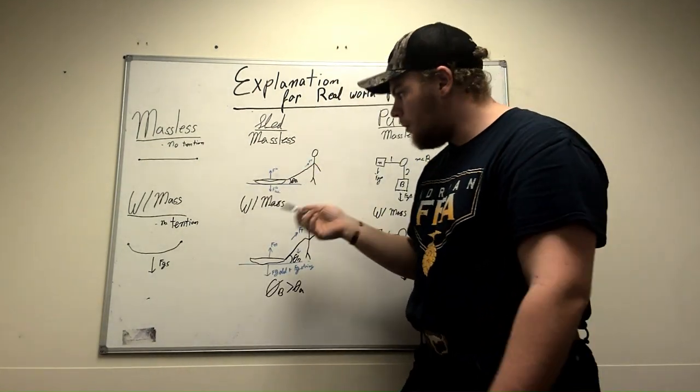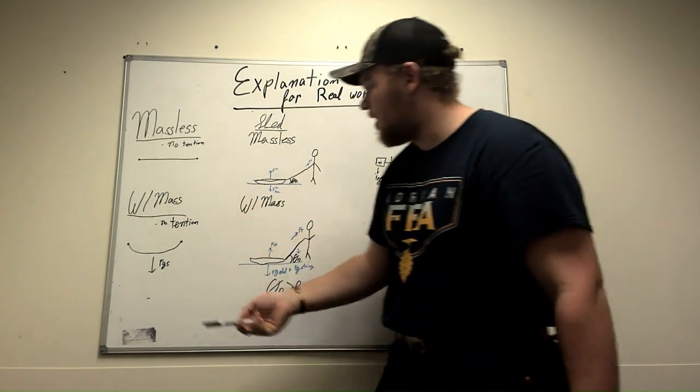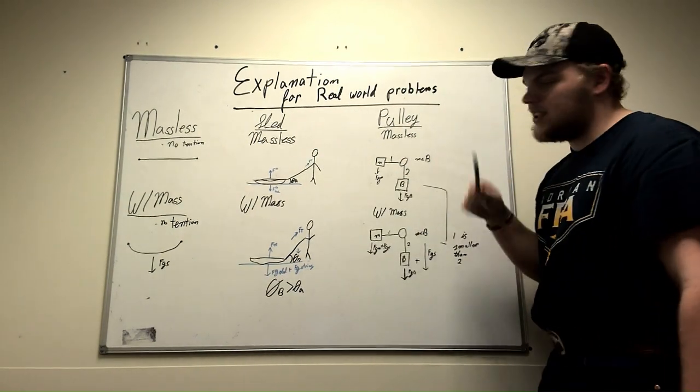With mass and with no tension, we have the force of gravity acting on the string. So we're going to get this bowl shape. This will help us with the sled and the pulley examples.